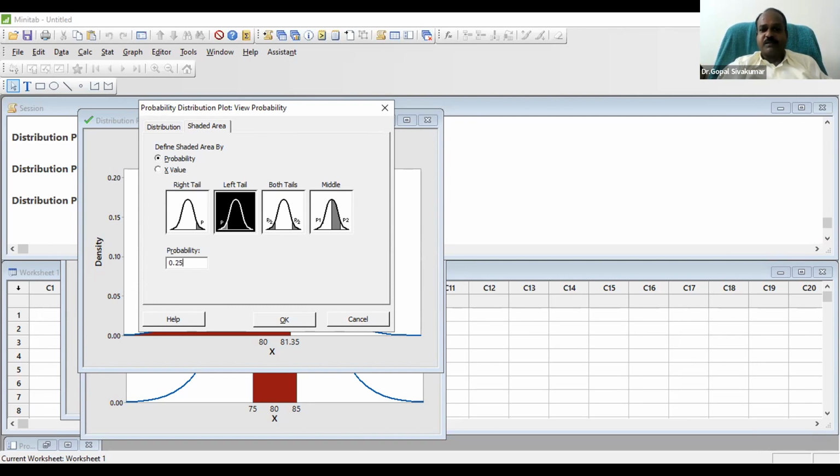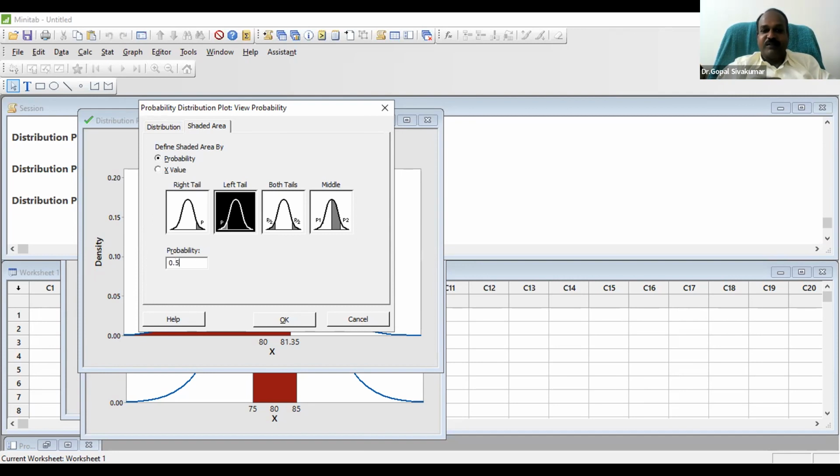What is this point? 0.25 means... The point is called... Come on, don't feel shy. You need to make some try. Left tail, quartile 3. Left tail, quartile 1. Quartile 1 is correct, right?